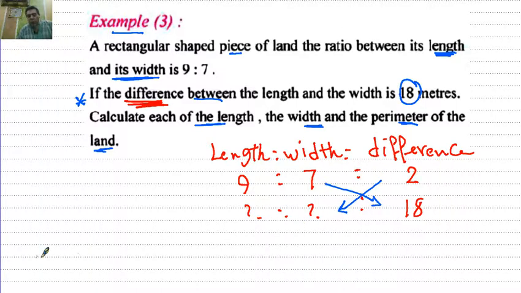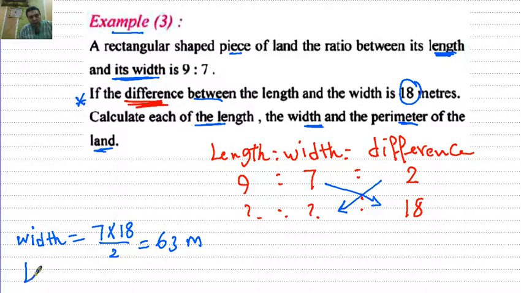Cross multiplication. Width equals 7 times 18 divided by 2 equals 63 meters. This is the width. The length equals 9 times 18 divided by 2 equals 81 meters. That's the length and width of the rectangle.